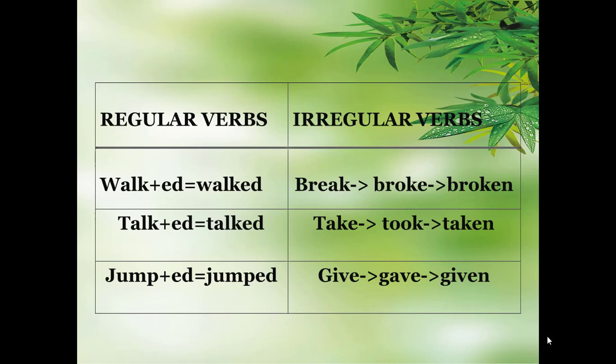Now look at the irregular verbs. Break, broke, broken; take, took, taken; give, gave, given. Here the transformation is irregular. There are lots and lots of irregular verbs in English language that you need to study so that you will get a good understanding of tenses.